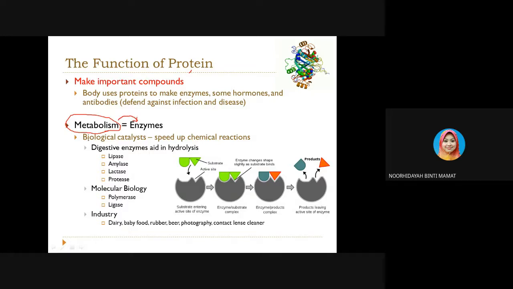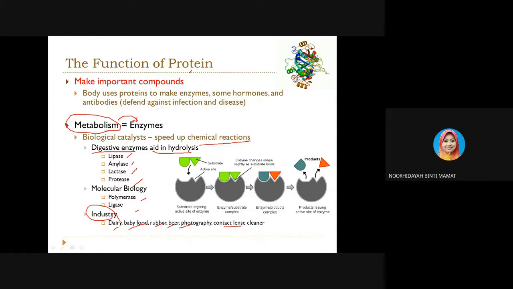Okay, the biological catalyst, which is the protein, helps speed up chemical reactions. For example, an enzyme produced by protein is the digestive enzyme, which helps in hydrolysis. For example, we have lipase, amylase, lactase, and also protease. Also in molecular biology, in the process there are polymerase and ligase, and also in industry, for example, in dairy, baby food, rubber, beer, photography, contact lens cleaner, and so on. All of these need protein for this metabolism.